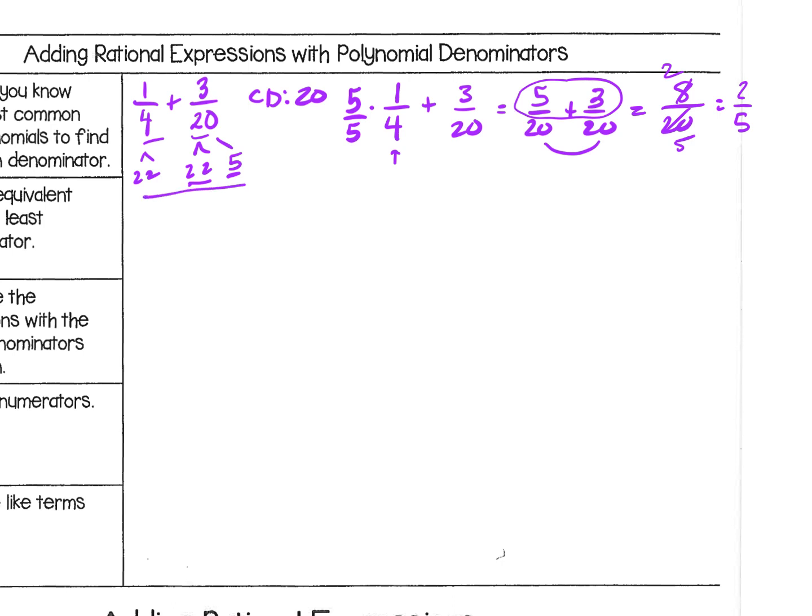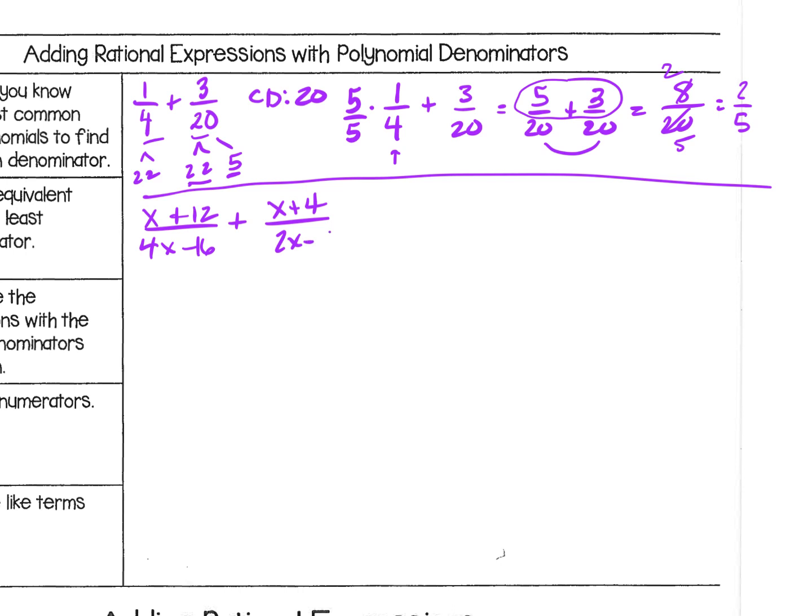In other words, we're going to look at this instead: (x plus 12) over (4x minus 16) plus (x plus 4) over (2x minus 8). So this is what I'm talking about when I say we're going to have to factor first. So we need to factor the denominators to see what we're working with.